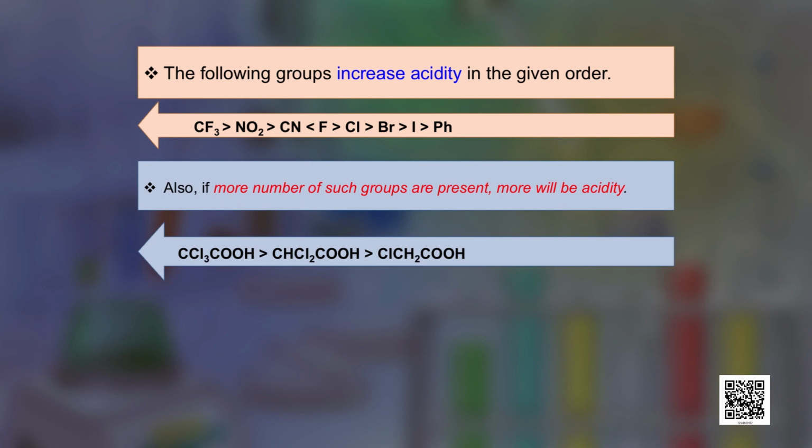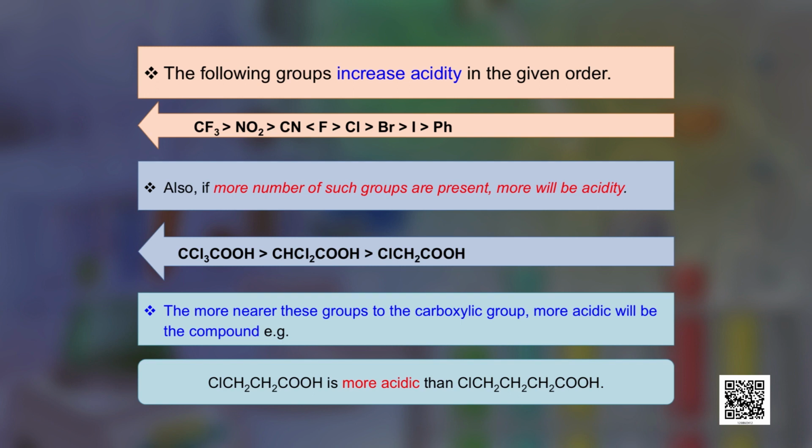Also, if more number of such groups are present in a molecule, then more will be the acidity. Then we can here see the trend in trichloroacetic acid, which is more acidic than dichloroacetic acid, which is more acidic than monochloroacetic acid. The more nearer these groups to the carboxylic group, the more acidic will be the compound. Here you can see in both compounds shown here, if the chloro group is present nearer to the carboxylic group, the acidity will be more.